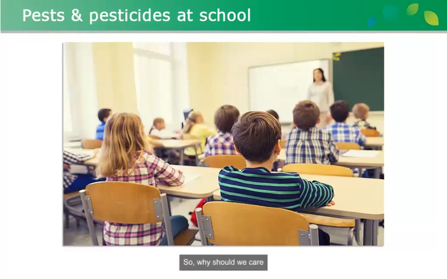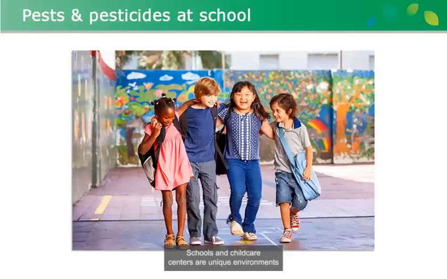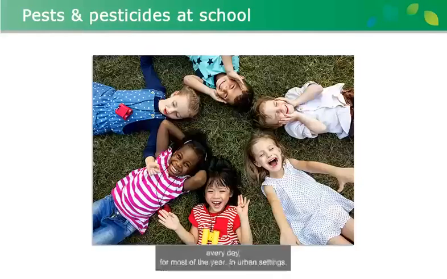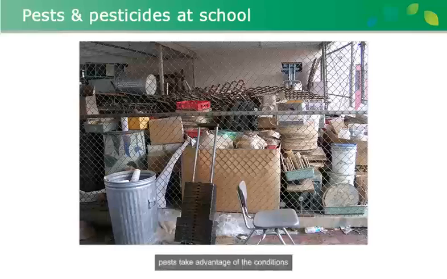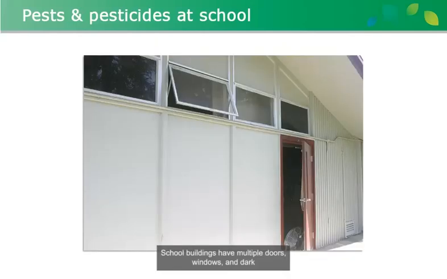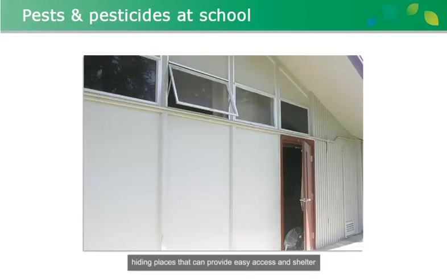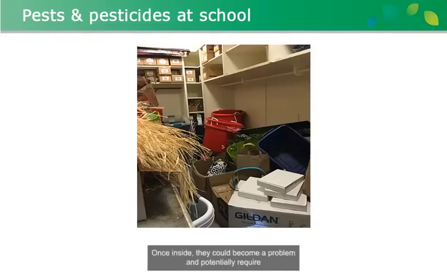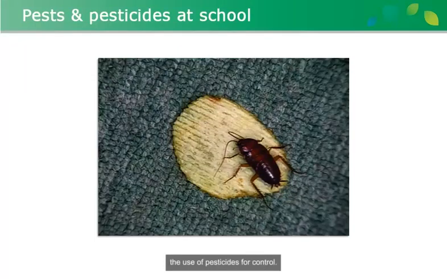So, why should we care about pests and pesticides at school? Schools and child care centers are unique environments where children and school employees spend most of their day, every day, for most of the year. In urban settings, pests take advantage of the conditions people create to provide them with the resources to live. School buildings have multiple doors, windows, and dark hiding places that can provide easy access and shelter. If they find what they need once inside, they could become a problem and potentially require the use of pesticides for control.